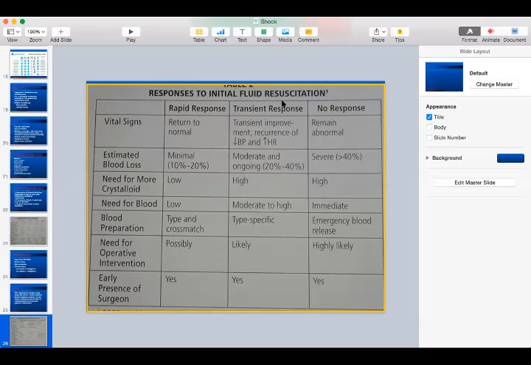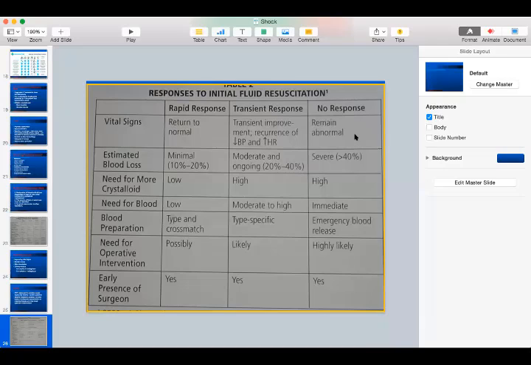Now, in transient response, vital signs transiently improve, with recurrence of decreased blood pressure and increased heart rate. The estimated blood loss will be moderate and ongoing, 20 to 40%. The need for more crystalloid is high. Need for blood is moderate to high as well. And blood preparation is type specific. Need for operative intervention is most likely, and presence of surgeon is throughout, basically all three.